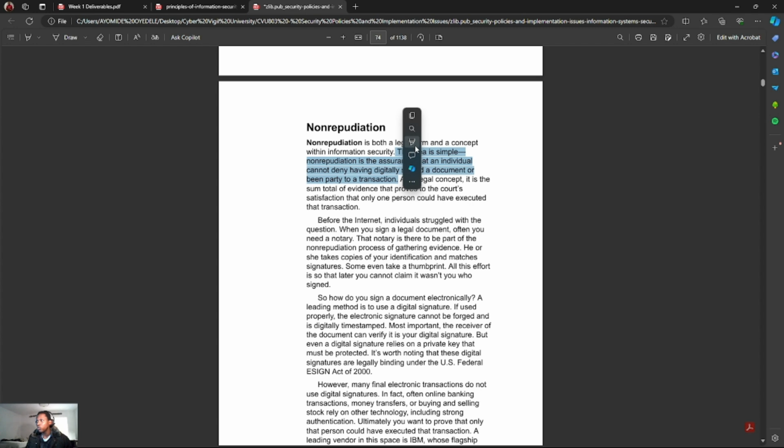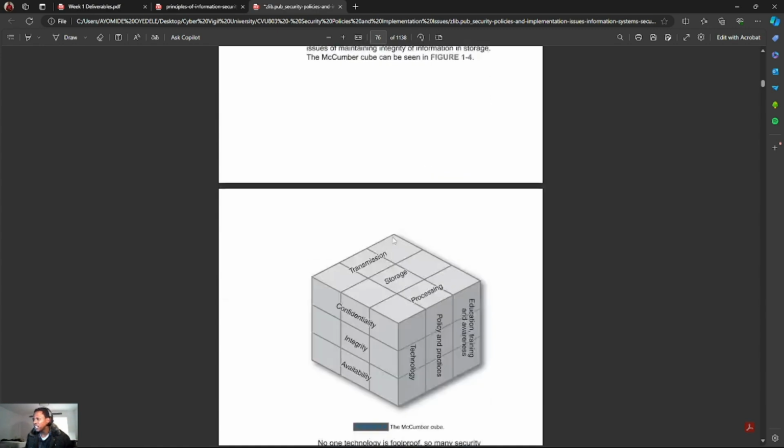So if I send you a WhatsApp message, I always like to use this illustration because it resonates best. If I send you a WhatsApp message, I get a single tick. Once it's delivered to you, I get the double tick. Once you read it, I get a blue tick. I can't deny sending that message. You can't deny having read that message. So that's the concept behind this.